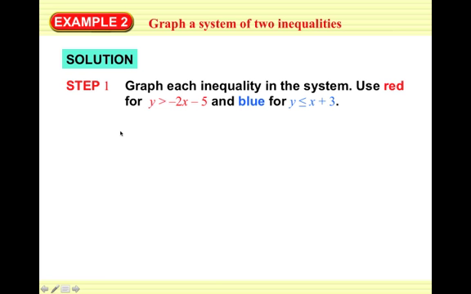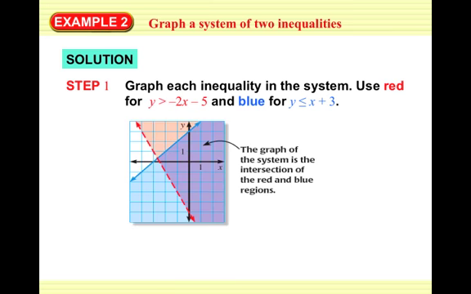All right. So we're going to graph each inequality in the system. Use red for y greater than negative 2x minus 5 and blue for y less than or equal to x plus 3. So let's see, negative 2x minus 5. We have a y-intercept at (0, negative 5), so it's down here, and then a slope of negative 2 over 1, so up 2, left 1, up 2, left 1. And you use a broken line or a dotted line because it's strictly greater than.